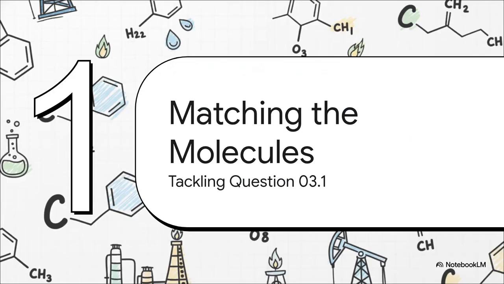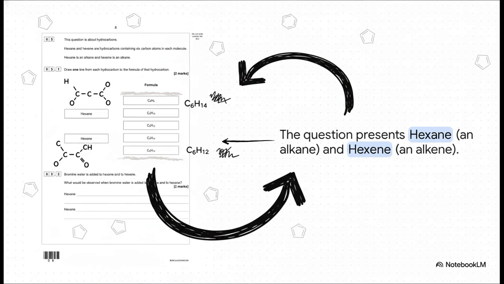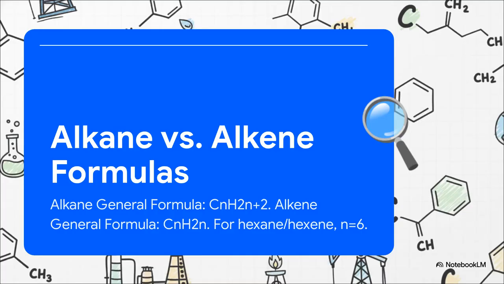Okay, first up, question 3.1. It's a nice, straightforward two-marker. The whole game here is matching molecules to their formulas. So you see, we've got hexane, which is an alkane, and hexene, an alkene. Your job? Just draw one line from each of them to its correct formula on the list. That's it. Now, how do you know which is which?